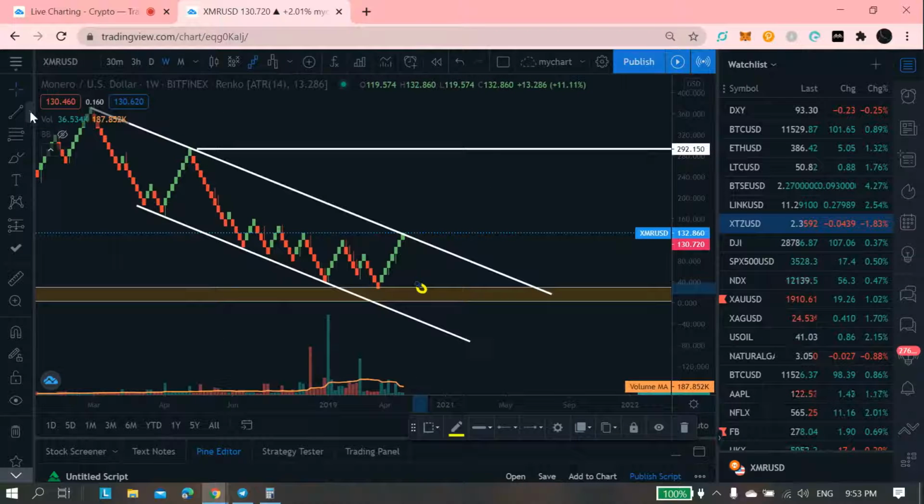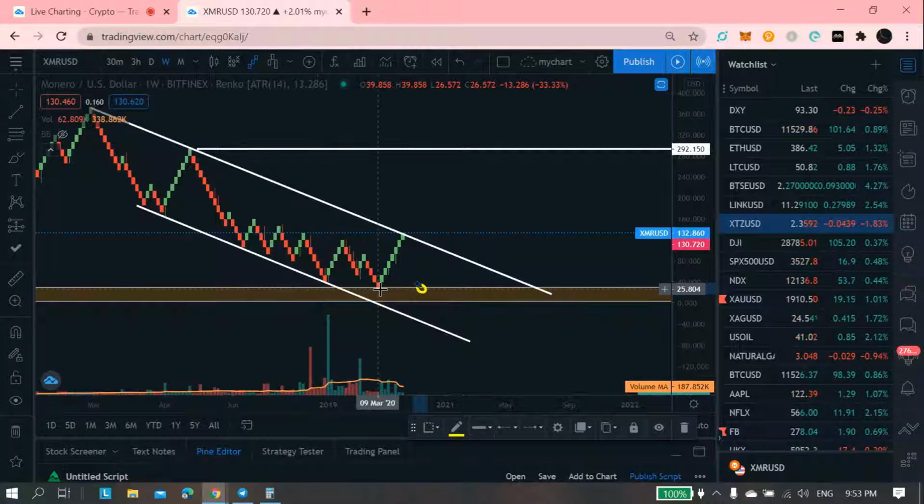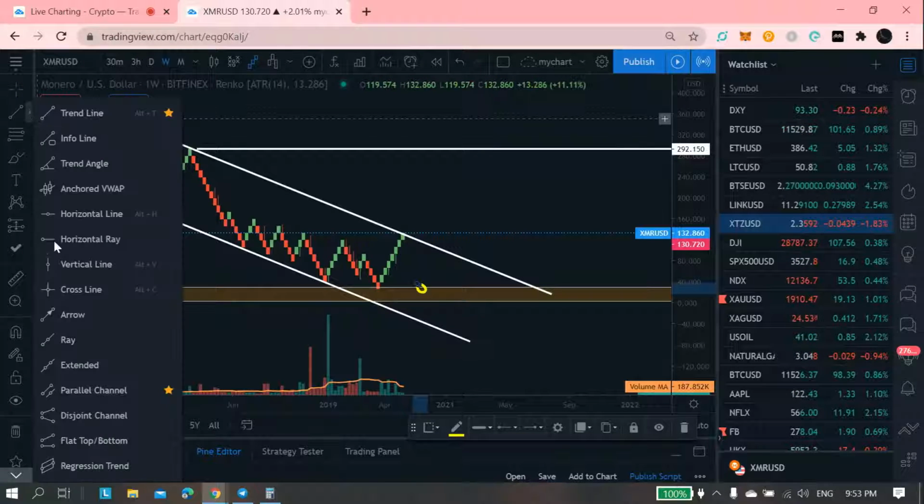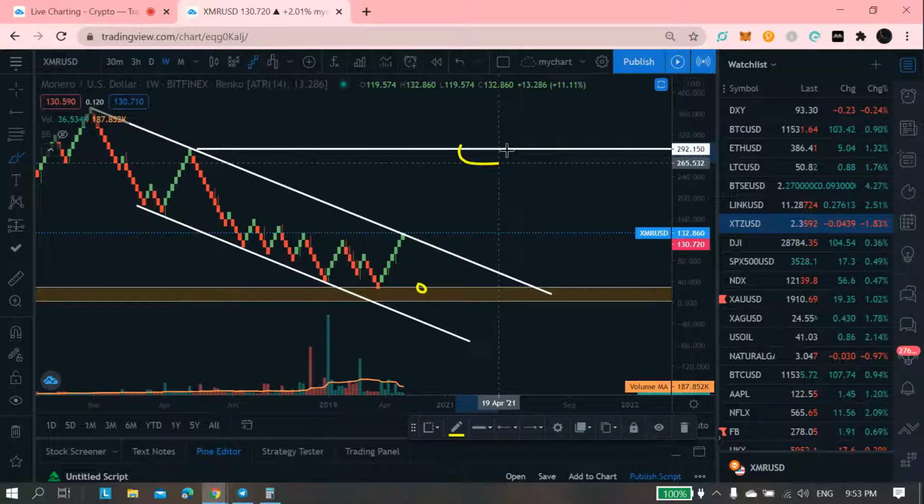The support I'm looking at is around the $40 area. And of course the resistance I'm looking at, it's already trading at resistance, but if it breaks out at this $132, it could possibly retest this area on a long term. So yeah, let's see. For now, no trade zone for XMR.